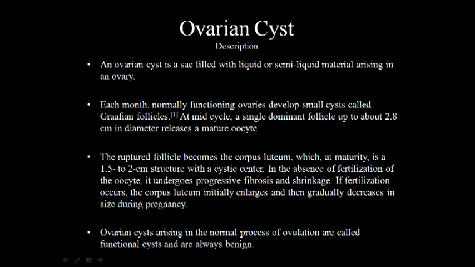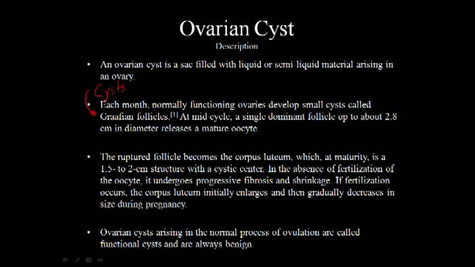So one of the big things that you're going to see on CT in a female patient with pelvic pain is an ovarian cyst. An ovarian cyst is a sac filled with liquid or semi-liquid fluid or material arising in an ovary. Each month, normally functioning ovaries develop small cysts called Graafian follicles. At mid-cycle, a single dominant follicle up to about 2.8 centimeters in diameter releases a mature oocyte. So one thing to keep in mind is that each month cysts are developed.